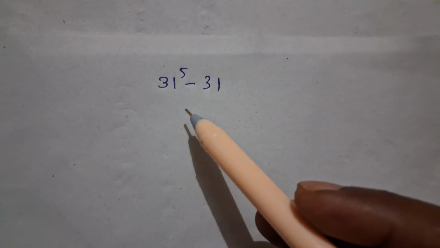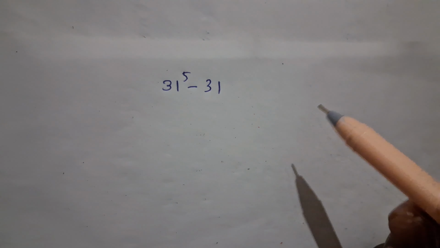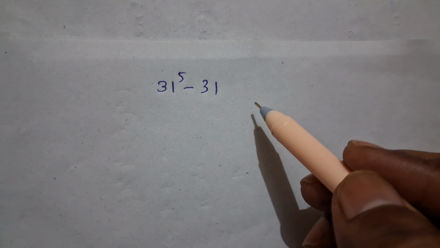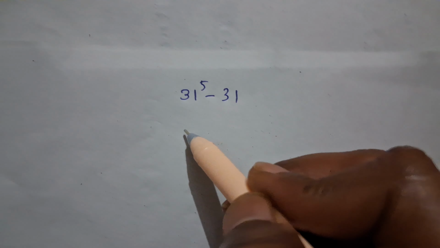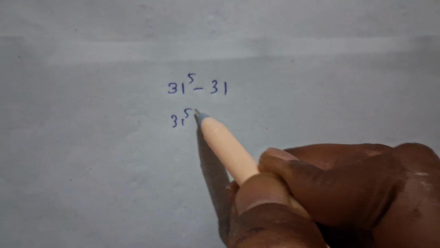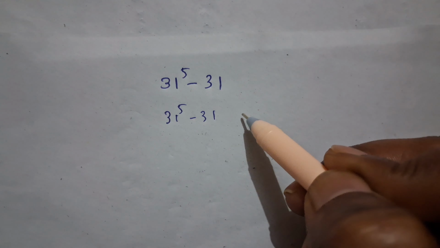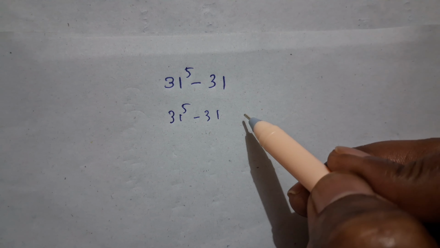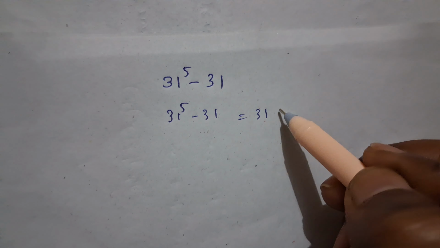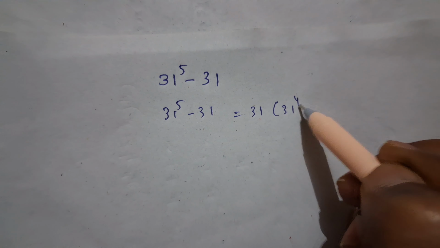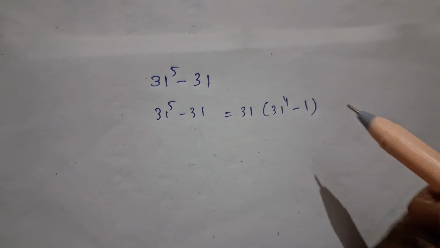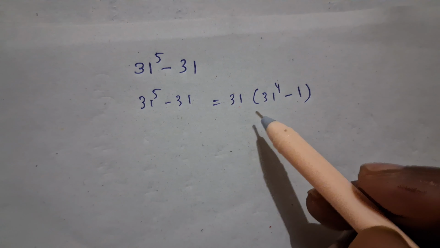How to solve 31 to the power of 5 minus 31? Here we can factor this using a difference of powers pattern. Let us see. 31 to the power of 5 minus 31. Take 31 as a common factor: 31 times (31 to the power of 4 minus 1).